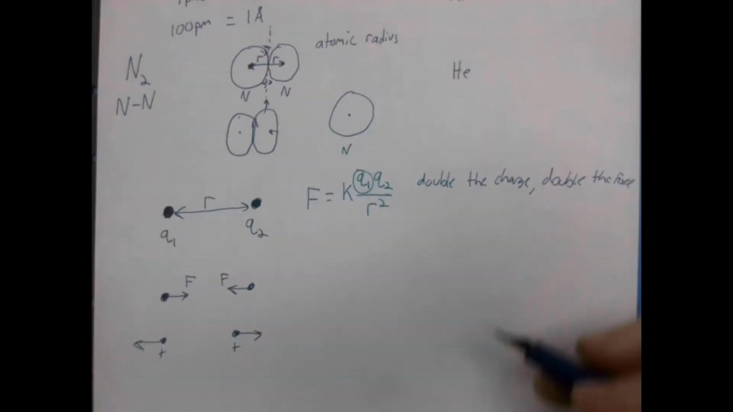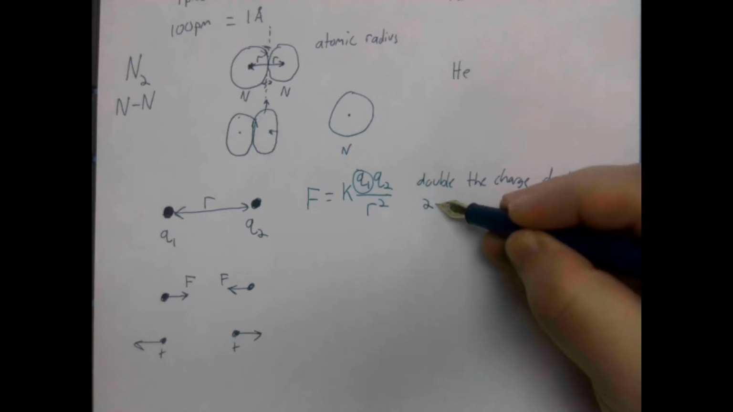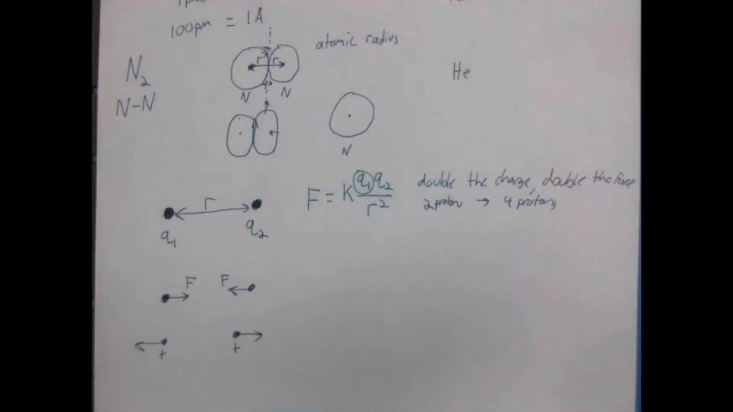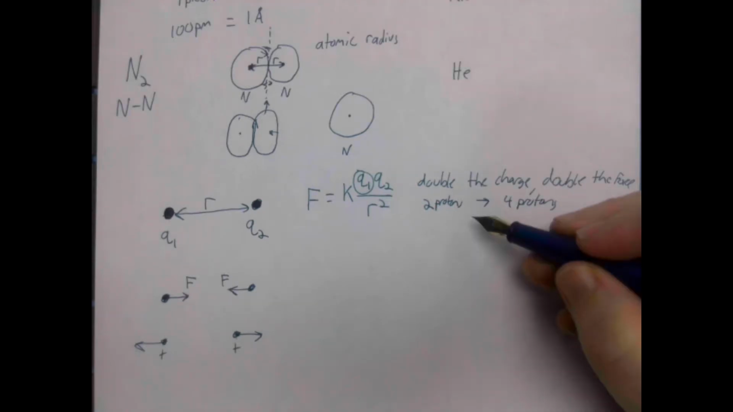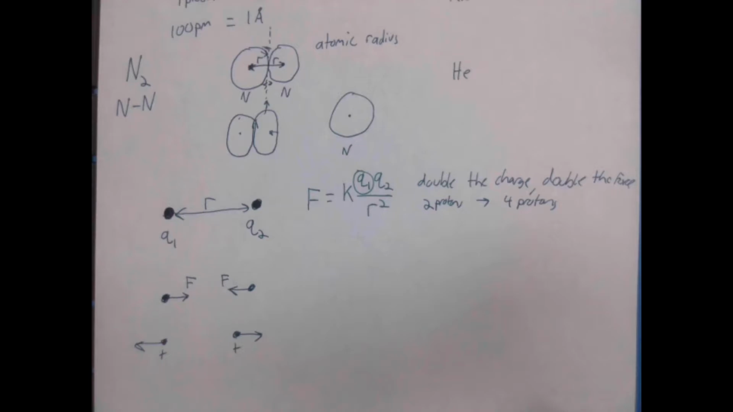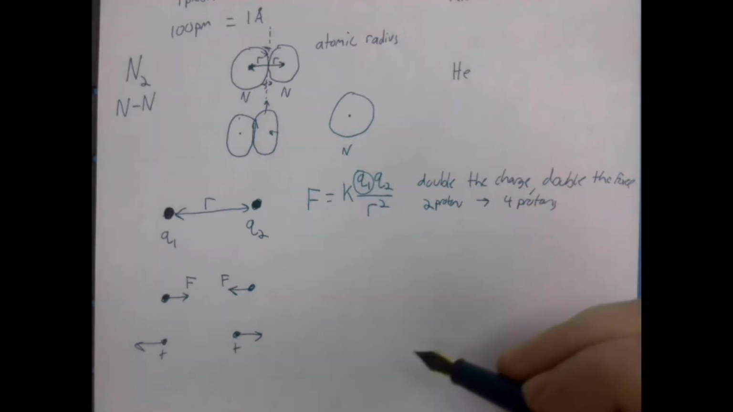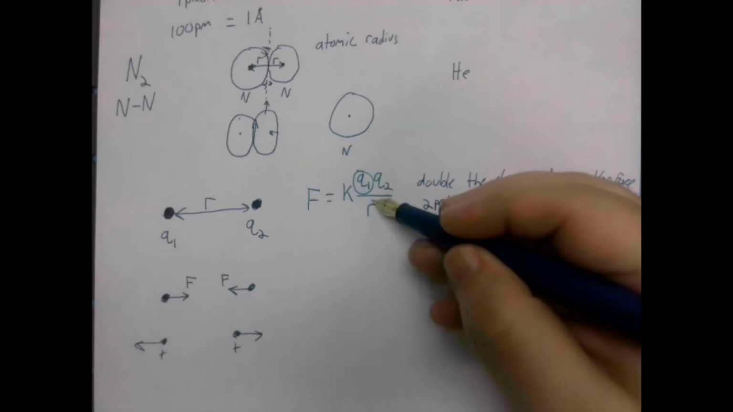You go from having a nucleus with two protons to 4 protons, and if you don't change distance, then the force is doubled. So if you keep everything else the same, the force is doubled. The charge of an electron doesn't change, but if you concentrate the charge in the center and double it, you double the force.